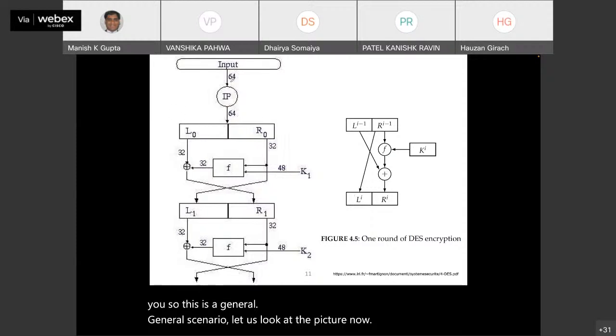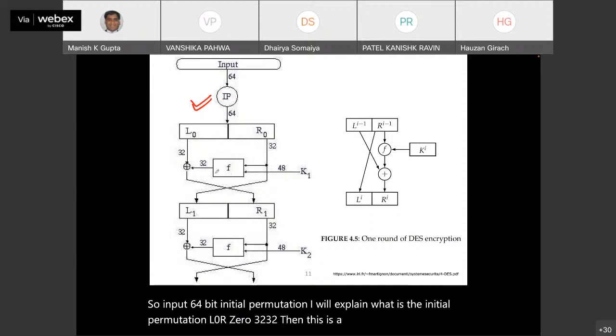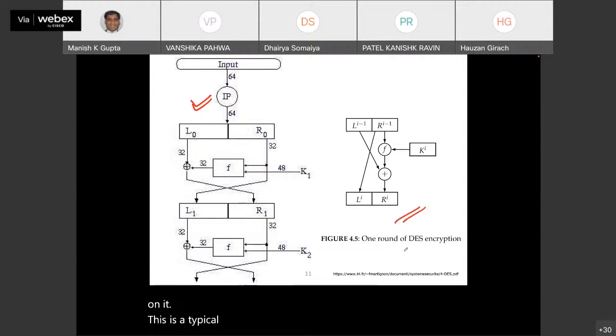So input 64 bit, initial permutation. I will explain what is initial permutation. L0 R0, 32 and 32. Then this is a function which is acting on it. This is a typical scenario of the function in one round of DES encryption. And then R1, and like this it continues.